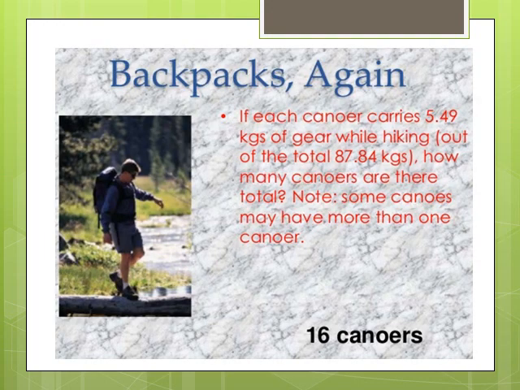Let's solve this word problem, students. If each canoe carries 5.49 kilograms of gear while hiking out of a total of 87.84 kilograms, how many canoes are there in total? So you also divide these. 87.84 should be divided by 5.49, and solve it like how I have explained to you earlier in the previous slides, and the answer will be 16 canoes. Verify your answer with this one.